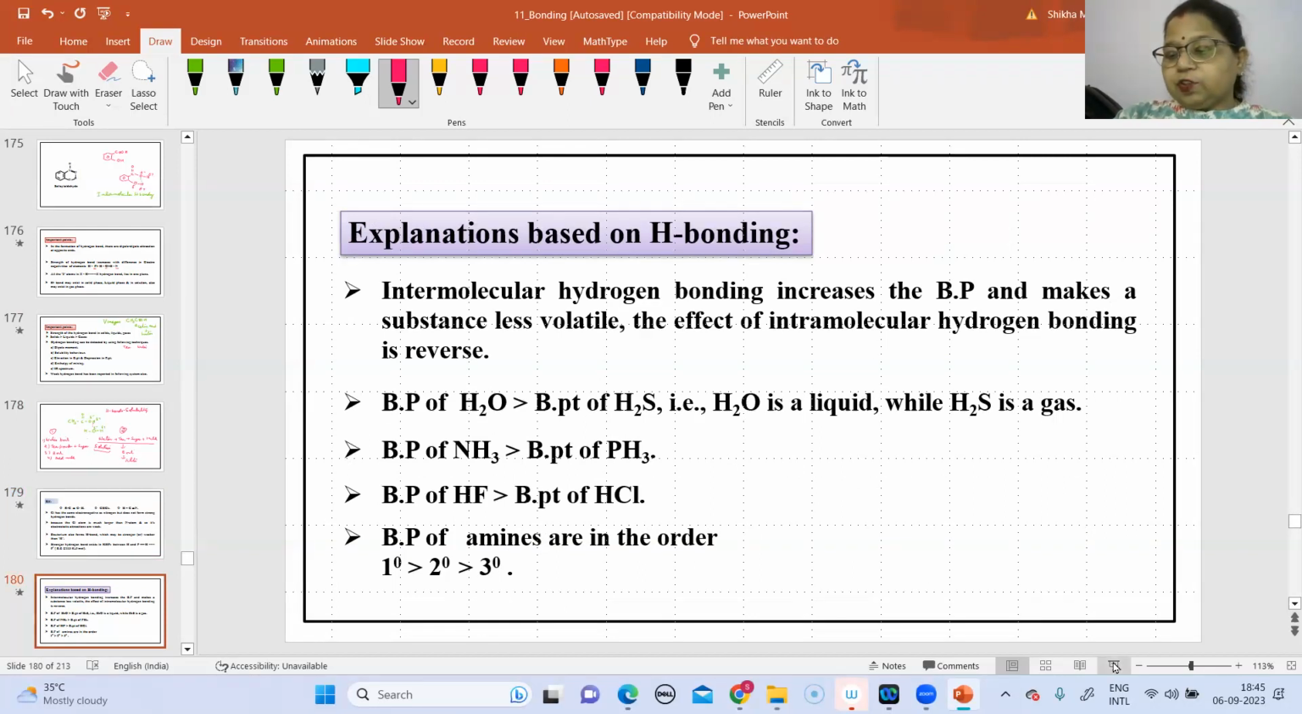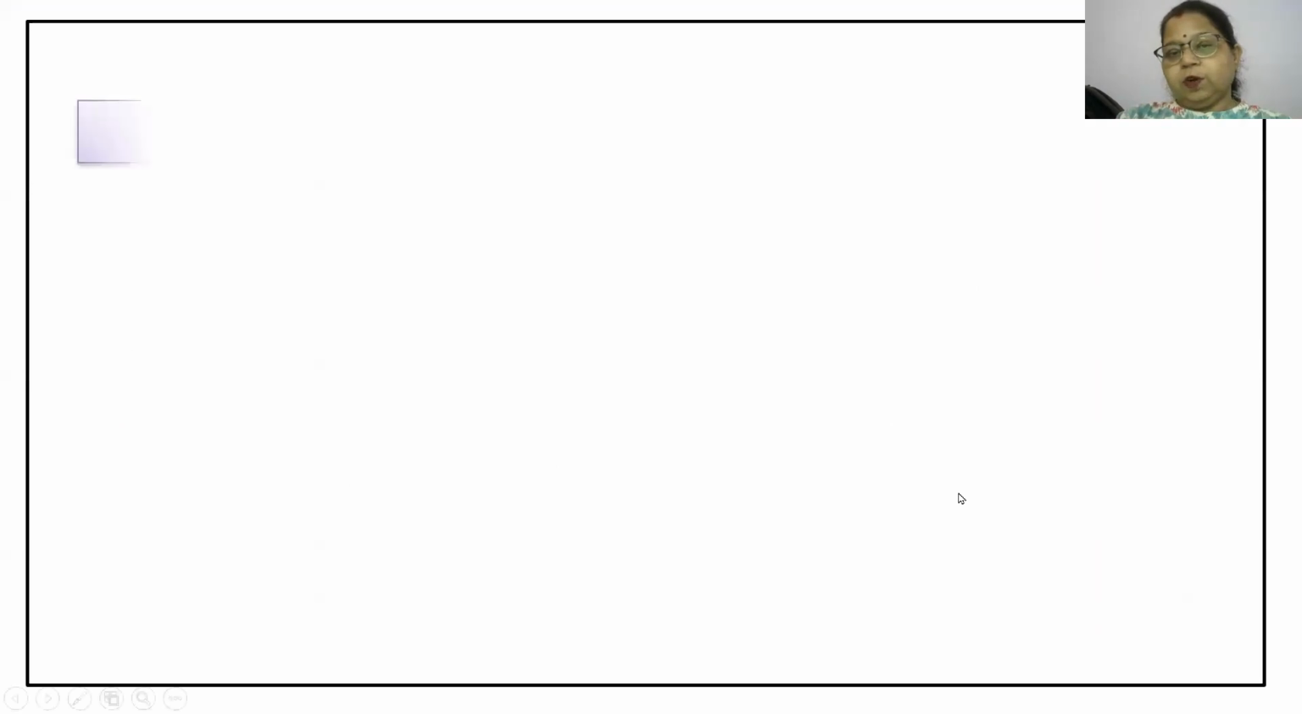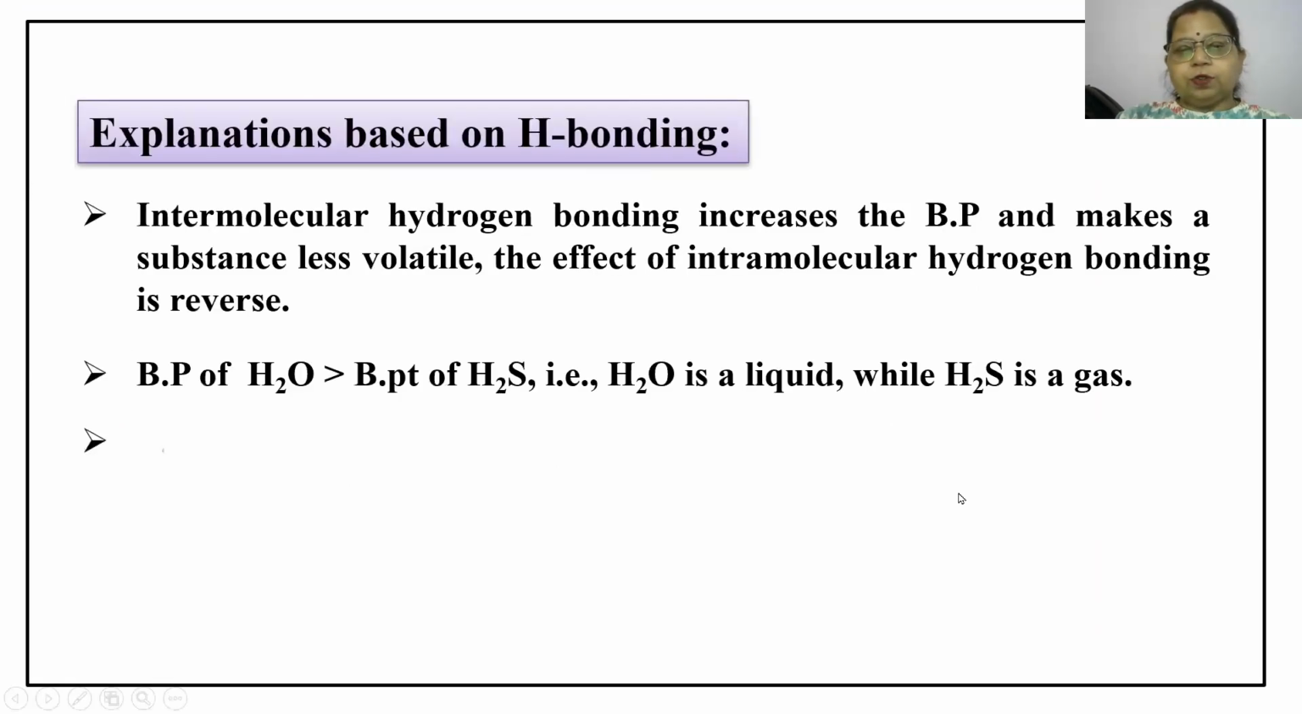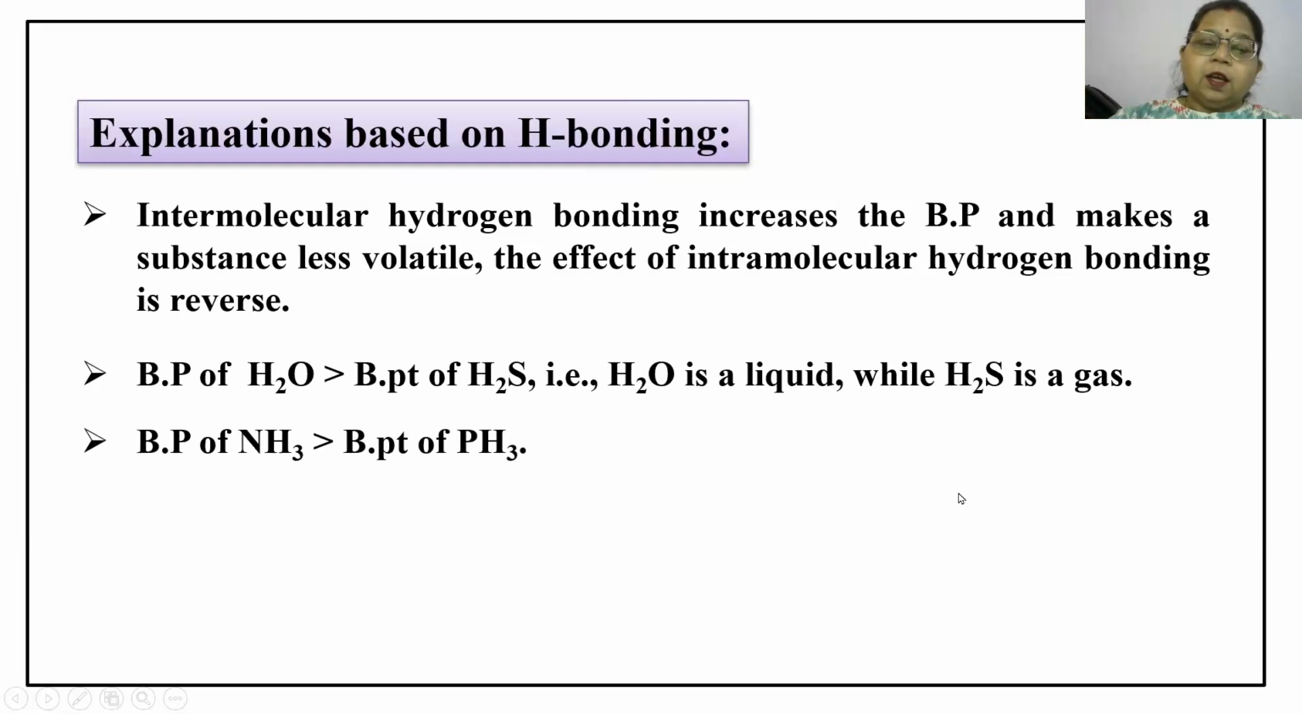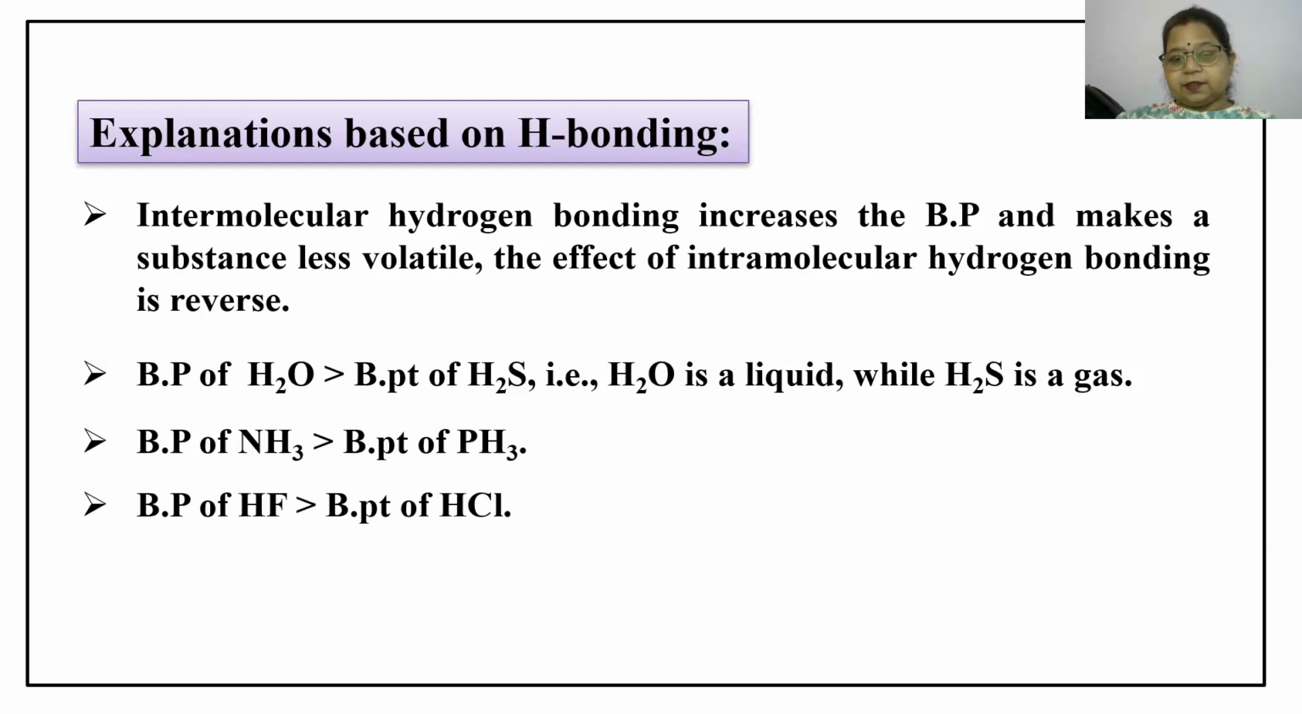Now, I just wish you to know these points, because I'm not too sure most of them will be covered in class 12th itself, not now. Because of hydrogen bonding, the boiling point increases. And what does this impact? Water becomes liquid and H2S is a gas. Ammonia is a gas, and phosphine is not a gas.